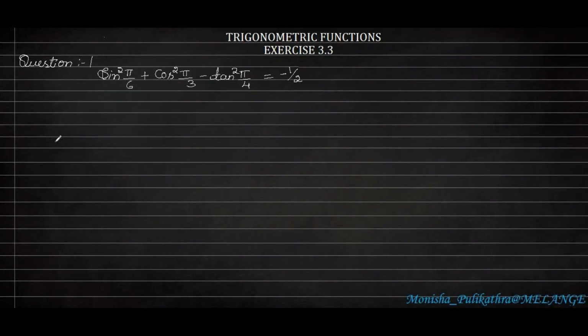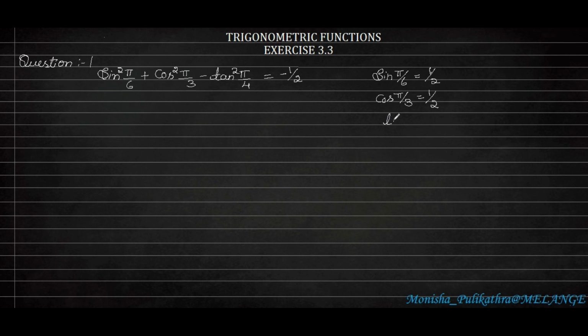Moving on to the first question of exercise 3.3. The first question is sin square pi by 6 plus cos square pi by 3 minus tan square pi by 4. We need to prove that this is equal to minus half. According to the table, we need to put the values for each of the trigonometric functions. So sin pi by 6 is equal to half. In the same way, cos pi by 3 is also equal to half. You need to memorize the table, else you can't do the problems properly.